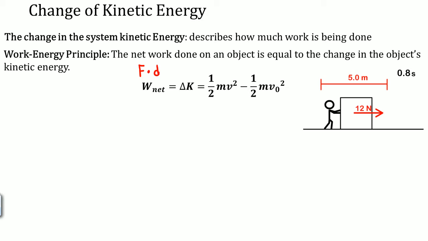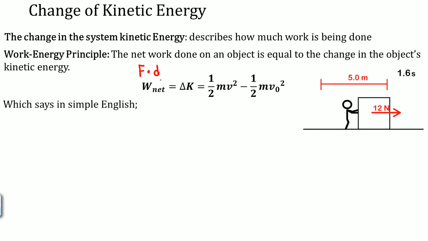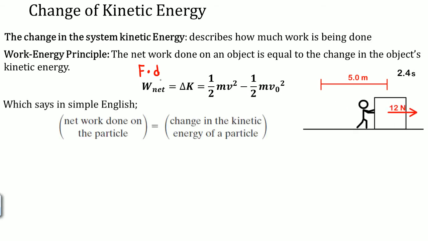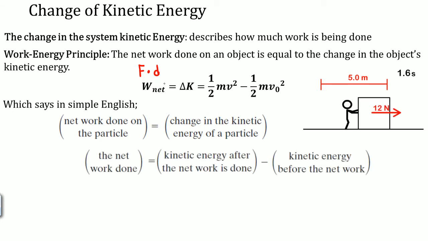The change in the kinetic energy is the same thing as the work being done. In simple English, you can see the formula as the net work done on a particle is equal to the change in the kinetic energy of the particle. Breaking down the kinetic energy part, you can just say it equals the kinetic energy final, which is after, minus the before, which is the initial.